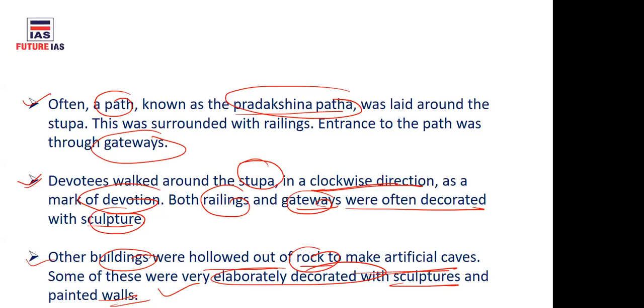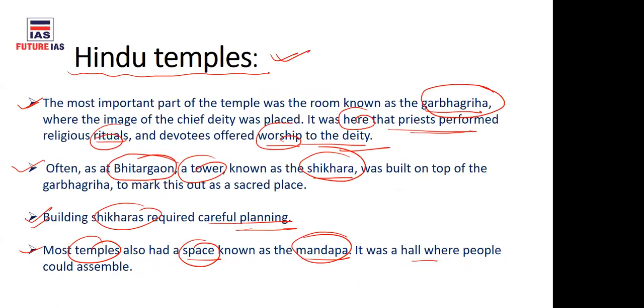Okay, and there are certain caves also, which were artificial, hollowed out of the rock, right? And regarding Hindu temples, the room where the deity is placed is called the Garbhagriha. This Garbhagriha was the room where the chief deity is placed, right? And above this Garbhagriha there will be a tower with the shikhara, which signifies that below it there is a Garbhagriha where the chief deity is placed, right?